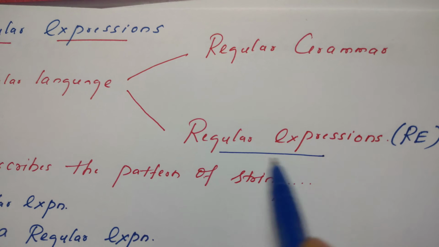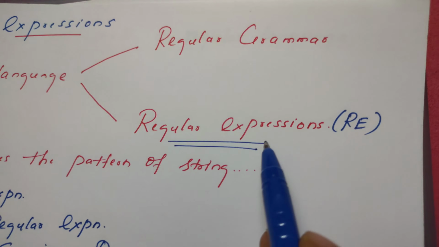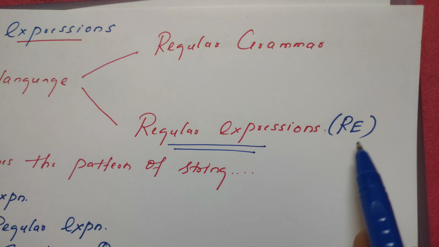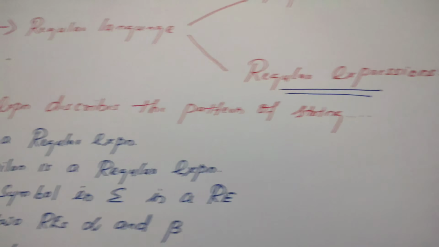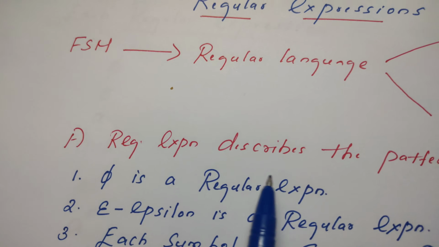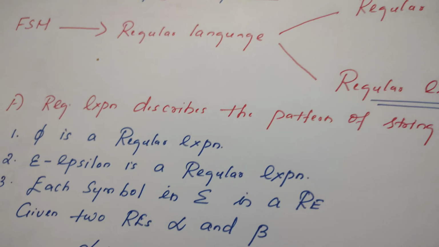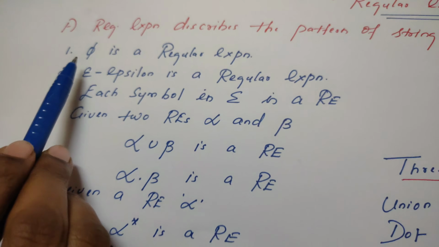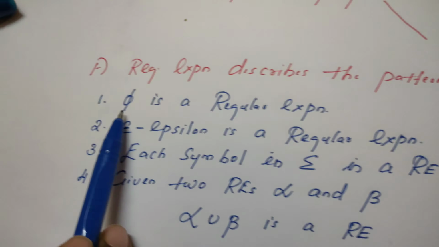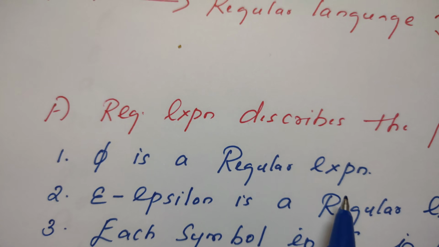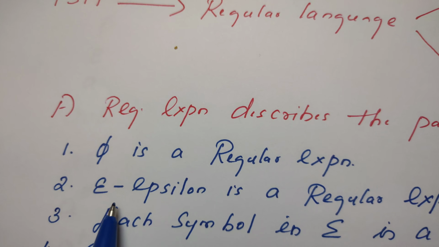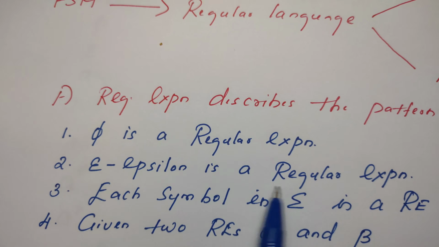Today we see the definition of regular expression. In short, regular expression I have written as RE. So what is a regular expression? A regular expression describes a pattern of the string. So these 5 points well define the regular expression. This notation is known as phi. Phi is a regular expression. Epsilon is also a regular expression.